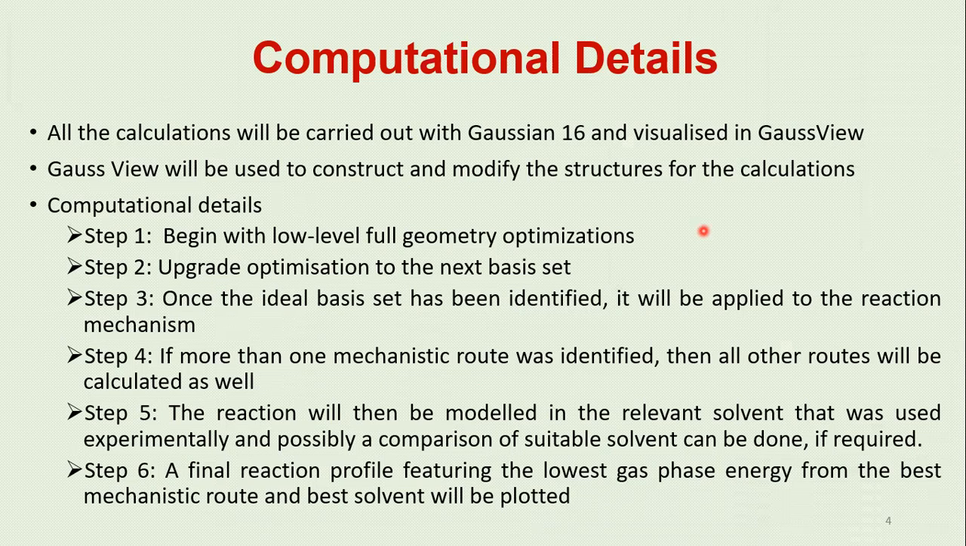During the calculations, especially when looking for transition states, it is possible that other intermediates may be present. So all mechanistic routes will be investigated. Once the gas phase optimizations are complete, the reaction will be modeled in the relevant solvent that was used experimentally. I will also attempt a comparison of suitable solvents. Finally, a reaction profile with the lowest free energy from the best mechanistic route and best solvent will be plotted.